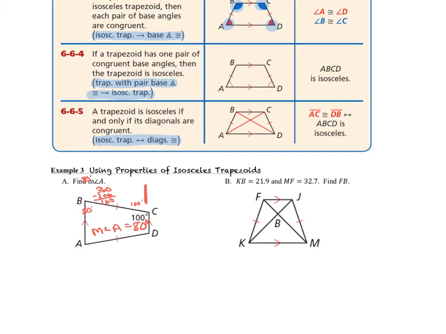And the next one, KB, is 21.9, and MF is 32.7. And the diagonals are congruent to each other. So if we want FB, well, M to B has to be the same as K to B. So I need to subtract out the 21.9. So 32.7 minus 21.9, 3 minus 2 is 1. So 10.8. 10.8 would be the two parts right here. So FB is equal to 10.8.